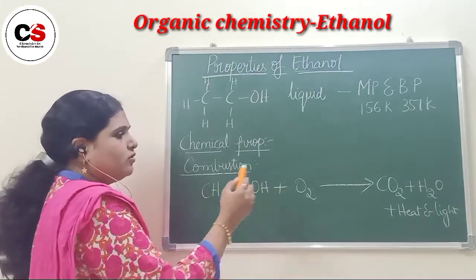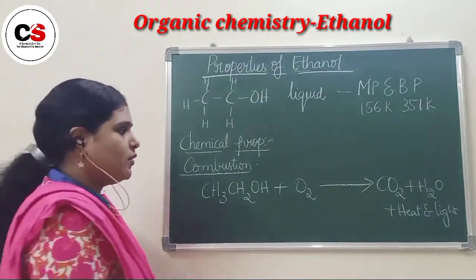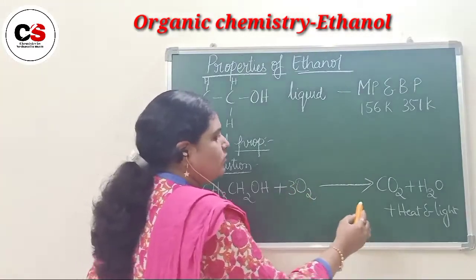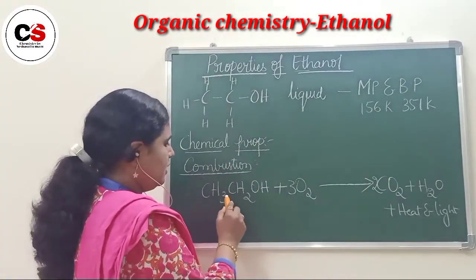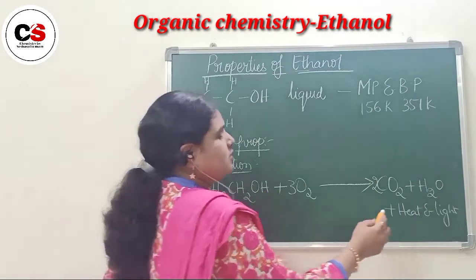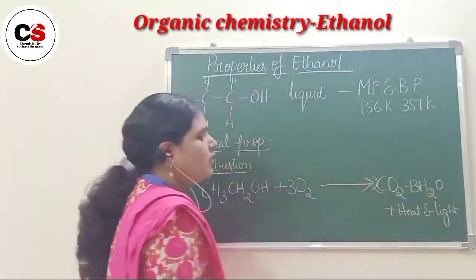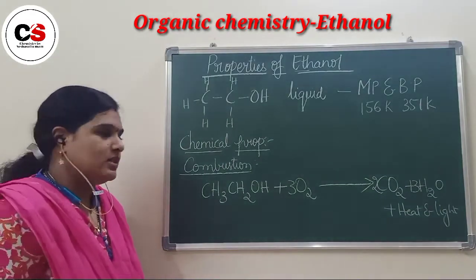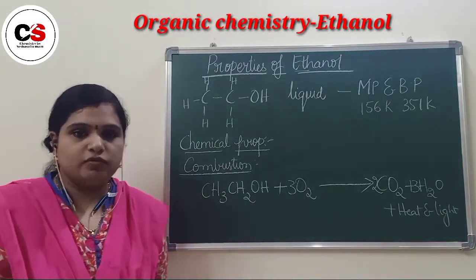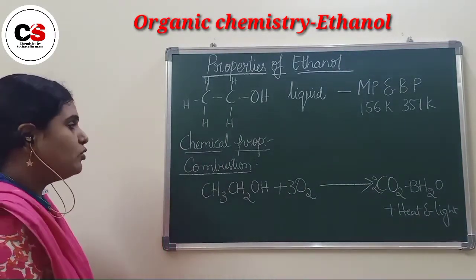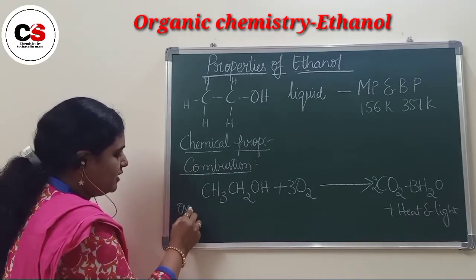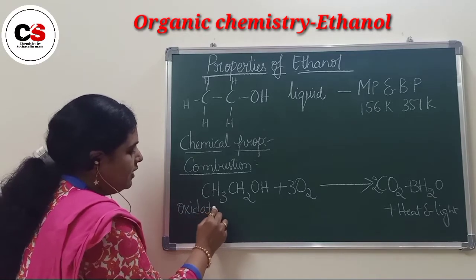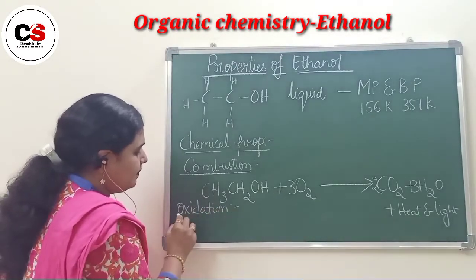Okay, you have to balance this equation. 3O2, 2CO2. How many hydrogens? 3, 5, 6. So 3H2O. This is the balanced equation for the combustion reaction of ethyl alcohol. And coming to the next chemical property, that is oxidation. We have already seen the reaction in the previous video itself.